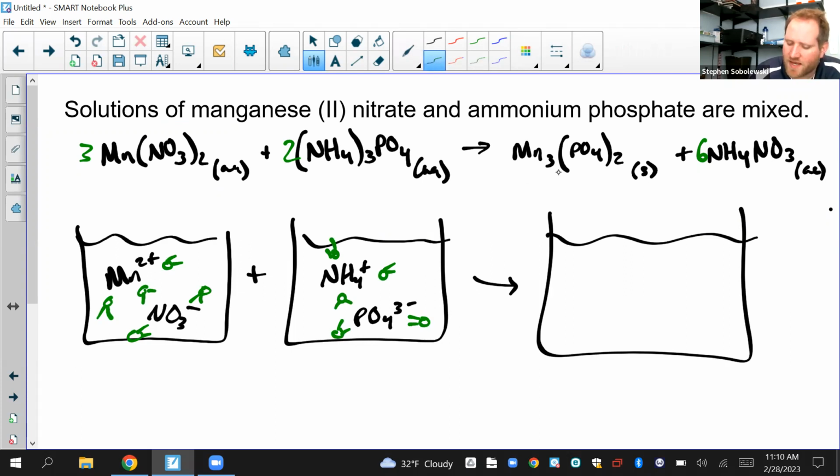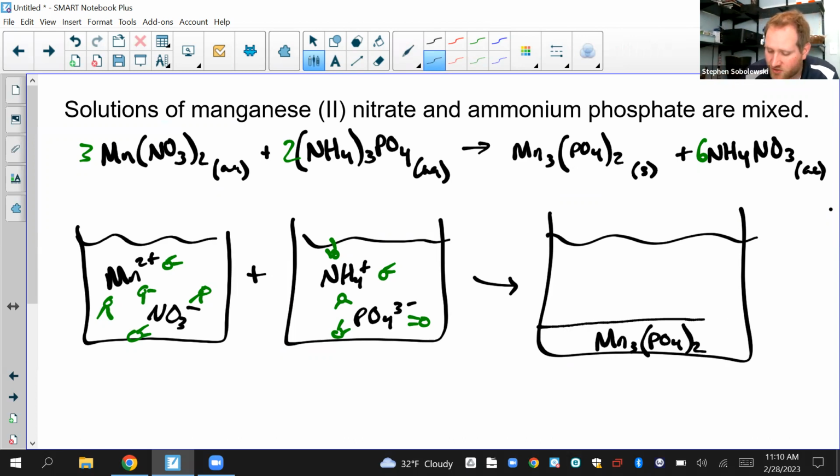Final beaker, manganese 2-phosphate, solid. Because it's solid, it's going to settle at the bottom. All of these compounds are going to be denser than water. So this is going to settle at the bottom as Mn3(PO4)2. Make sure you write it together as the compound, not split into ions, because it's not aqueous, it's solid.